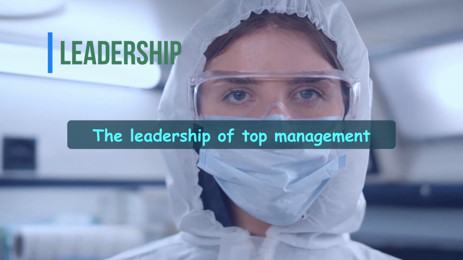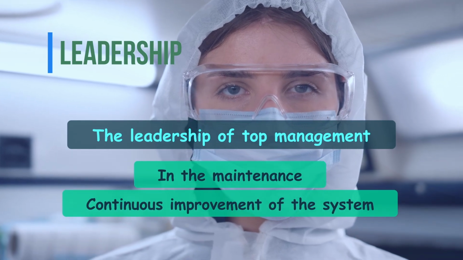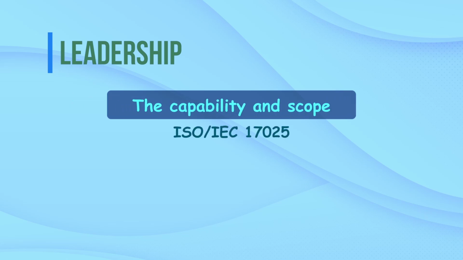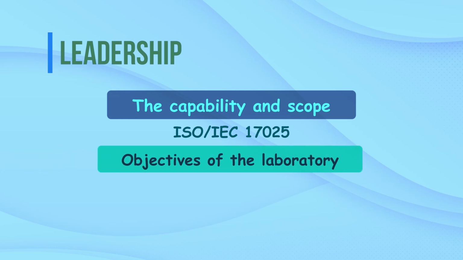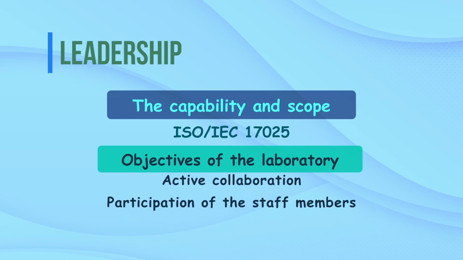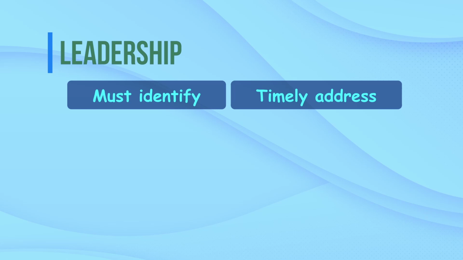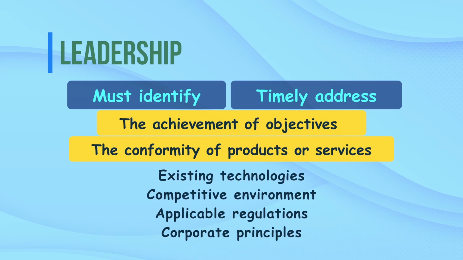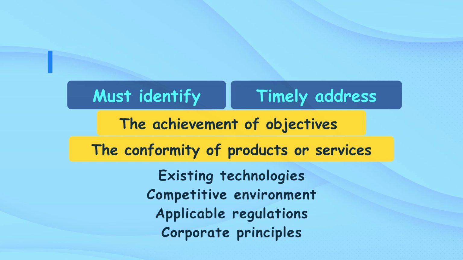They play a key role not only in the implementation, but also in the maintenance and continuous improvement of the system. The capability and scope of the management allow integrating the ISO/IEC 17025 requirements within the essential processes and strategic objectives of the laboratory, of course, with the active collaboration and participation of the staff members. Leadership must identify and timely address elements that may affect the achievement of objectives and the conformity of products or services, such as existing technologies, competitive environment, applicable regulations, corporate principles, etc.